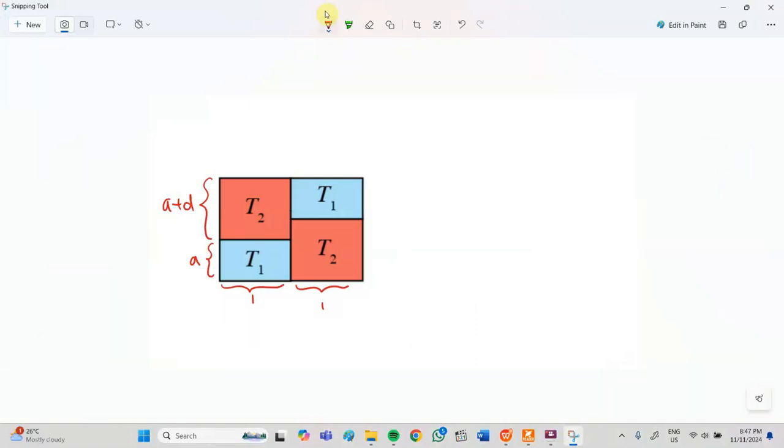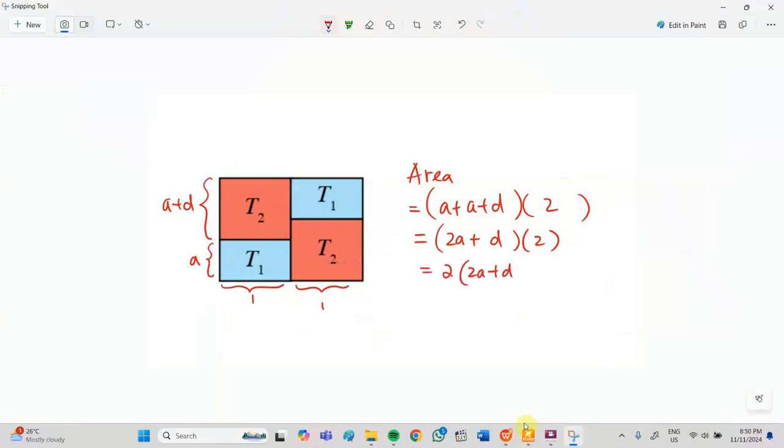So now this rectangle, if you want to find the total area of this rectangle, we take the total length times the total height, the width times the height. So the area of a rectangle can be represented by this, which is actually the height of T1 and the height of T2, which is A plus A plus D. So A plus A plus D multiplied by the length here, which is 1 plus 1, which is 2. And if I put the 2 in front here, you get 2A plus D.